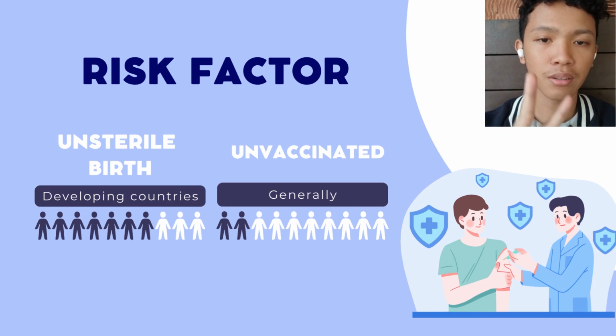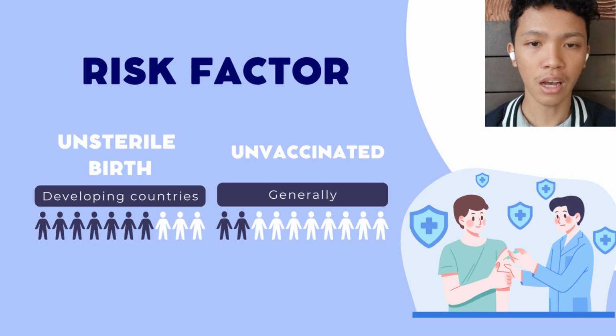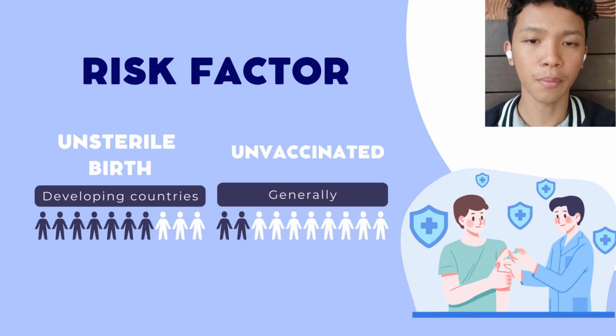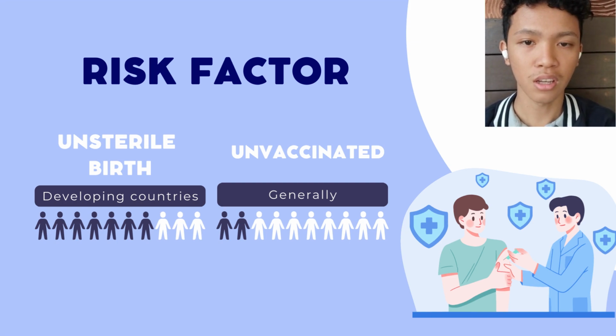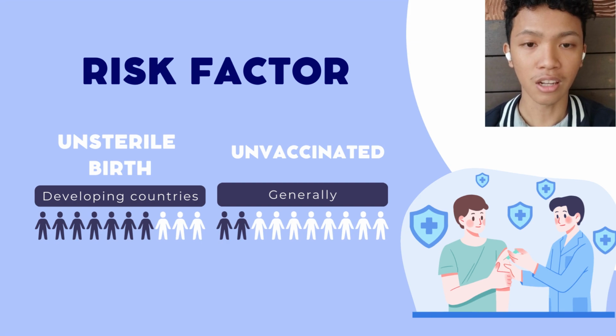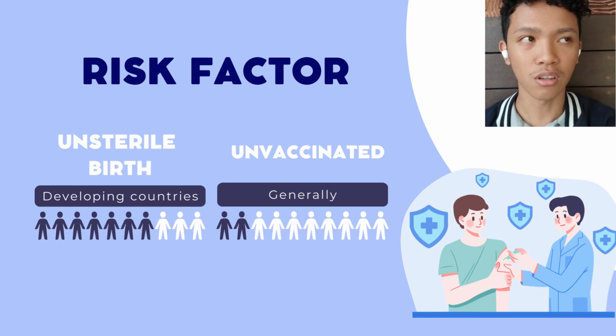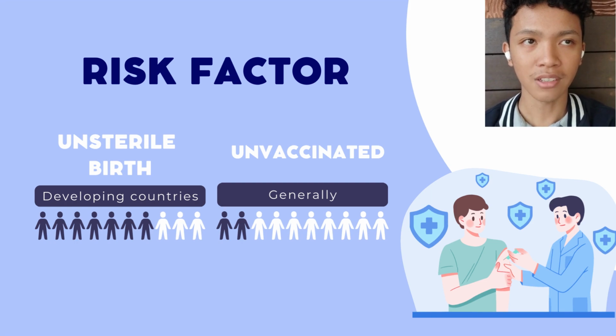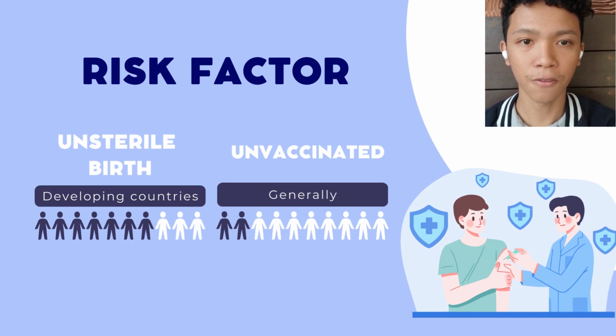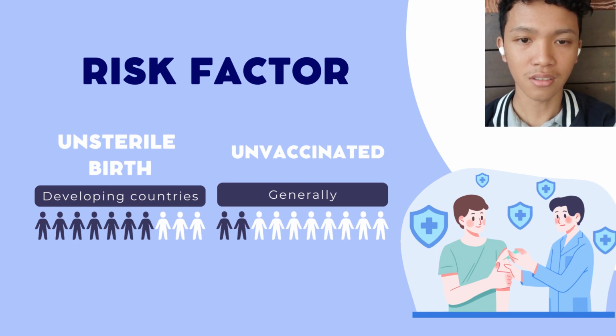I'm here to talk about the risk factors of tetanus. There are two main groups that are at very high risk of getting tetanus. The first one, in most developing countries, is unsterilized birth. There are many cases of tetanus in babies because of unsterilized birth, where the equipment is not sterilized enough to prevent tetanus. And the second one, the most generalized one, is unvaccinated people like kids, babies, or elderly, or even adults that are not vaccinated enough to prevent tetanus. That's all I've got to say.